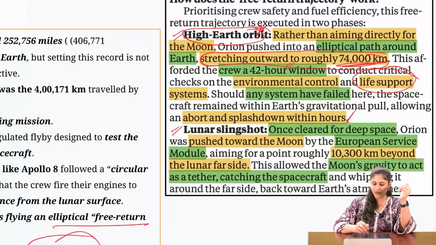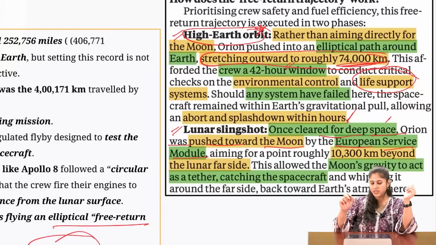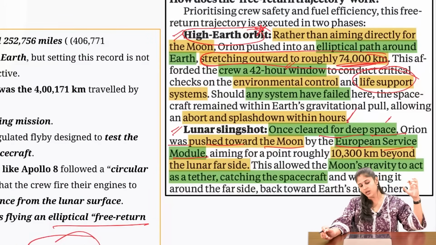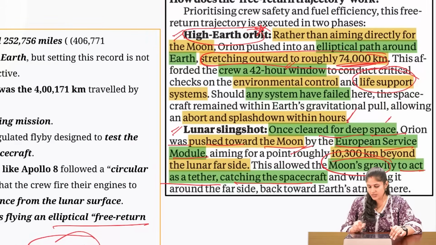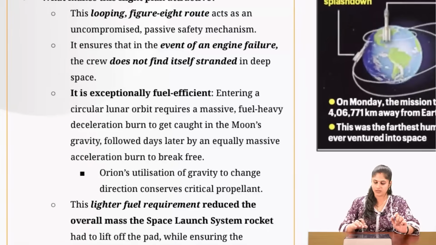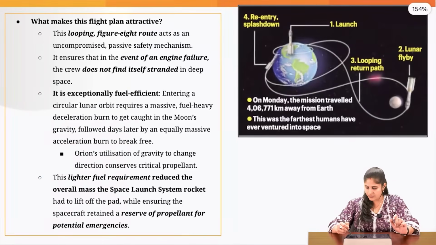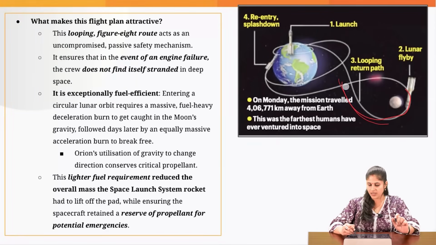Another phase is the lunar slingshot. Once it is cleared that the Orion spacecraft and everything is working well, that it is able to support life and the astronauts' lives are not at stake, then they'll move towards the moon. Once it is cleared for deep space, the Orion spacecraft would be pushed towards the moon by the European service model, and then we'll use the moon's gravity to act as a tether, catching the spacecraft, and bring it back towards the Earth, like this. Once it flies by, it would be brought back to the Earth.